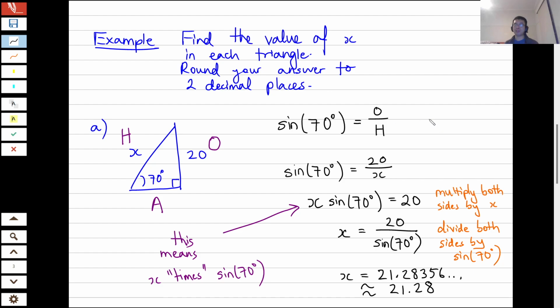So the first step was the same. Second step was the same. But you can see that because we had x in the denominator, the algebra involved in rearranging this whole equation for x was a bit complicated. One thing you might notice is that the x and the sine 70 swapped places. So if you don't want to go through all that pain, you could remember that if I have x in the denominator and a trig ratio out the front, I can just swap them.